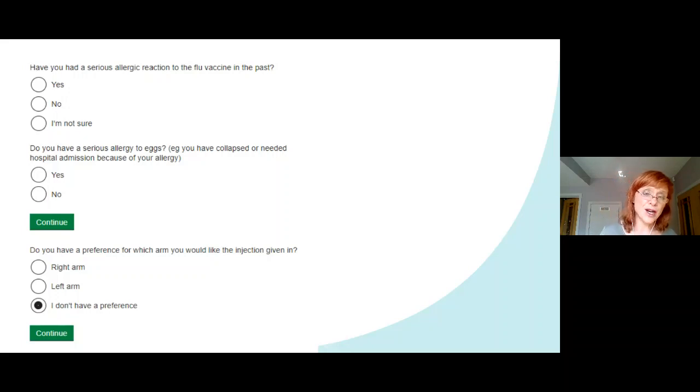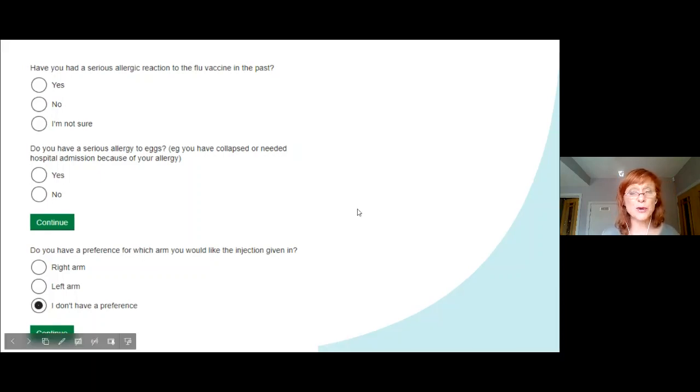In addition, we even ask, and this was feedback from some of our practices, particularly I think practices who were planning to have drive-in or drive-through clinics, to have a preference for which arm they'd like the injection to be given.